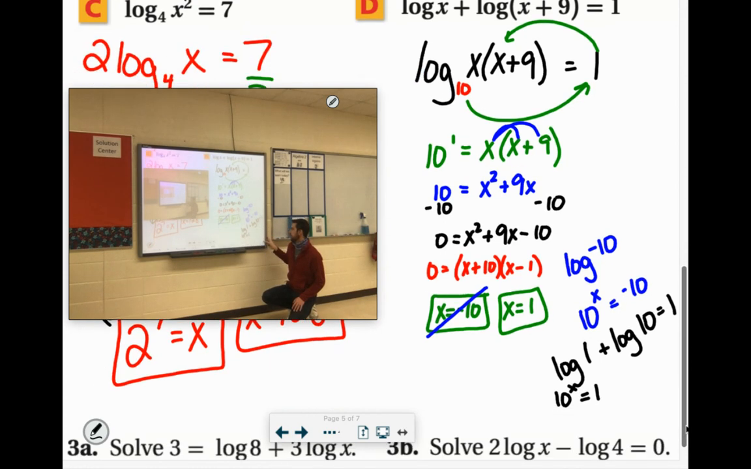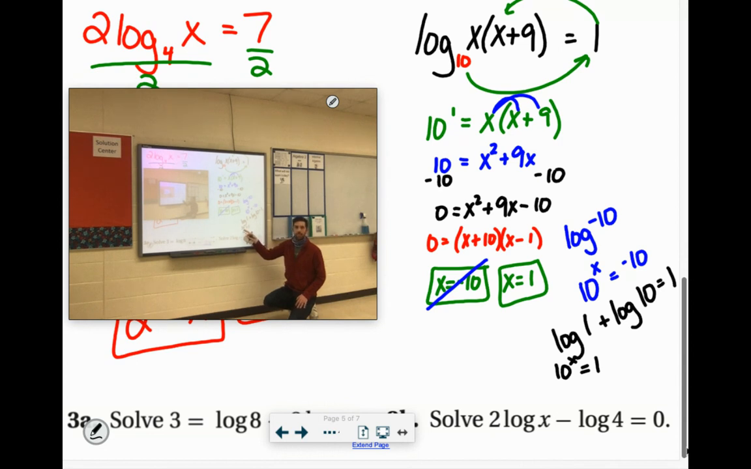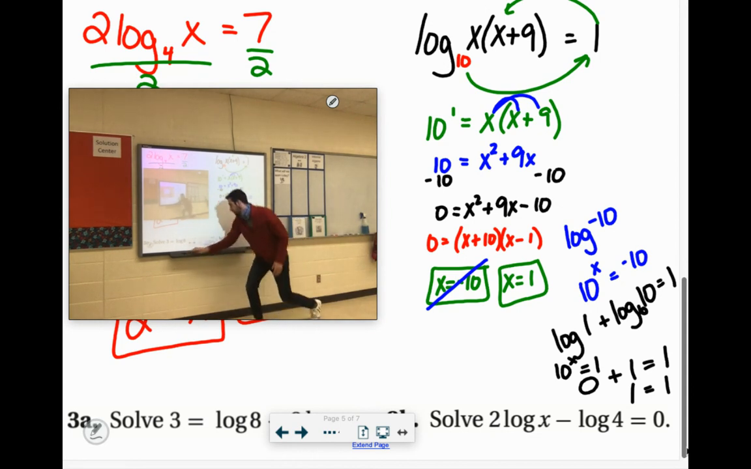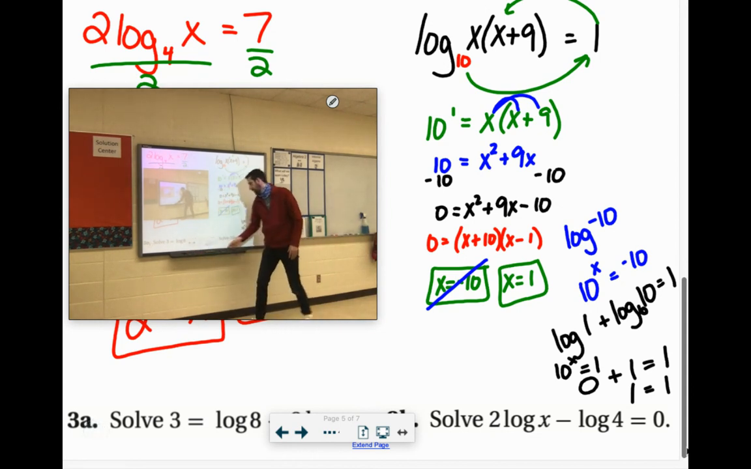Let's scooch down here a little bit. Now 10 to the 0 power is 1. So log 1 simplifies to 0. Log 10, look, it's got the same base as the number. So 10 to the first power gives you 10. So log 10 simplifies to 1, and 0 plus 1 equals 1, which is true. That was rough to check it back in.